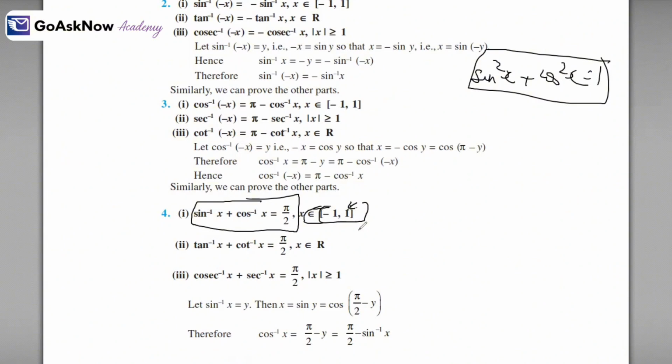And similar to that, tan inverse x plus cot inverse x is also equal to pi by 2. And here x belongs to the range of tan and cot. And here also cosec inverse x plus sec inverse x is equal to pi by 2, where x is in the range of sec and cosec, that is mod x greater than or equal to 1. We will see the proof of one function, and the rest you can find out by yourself.